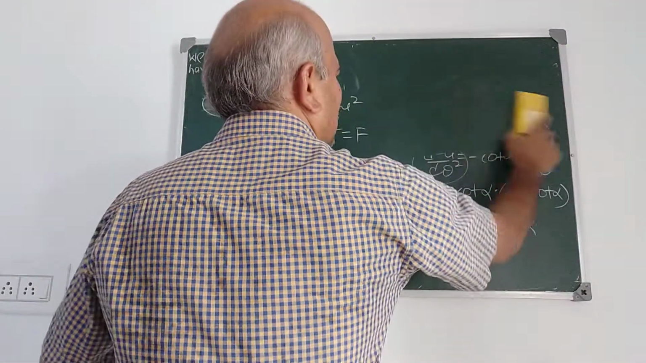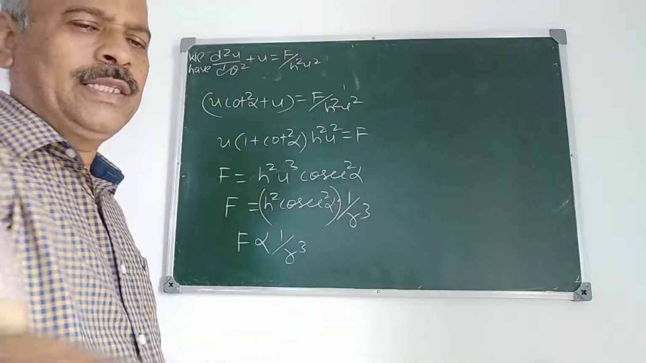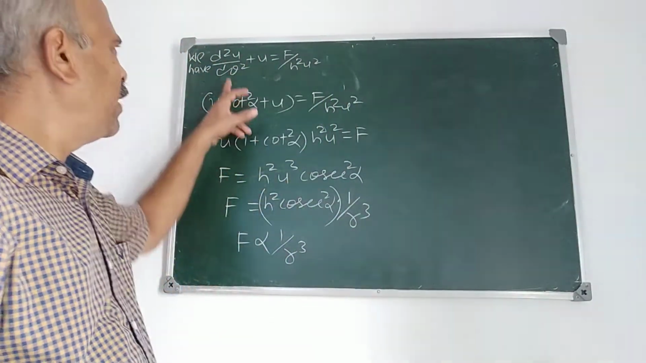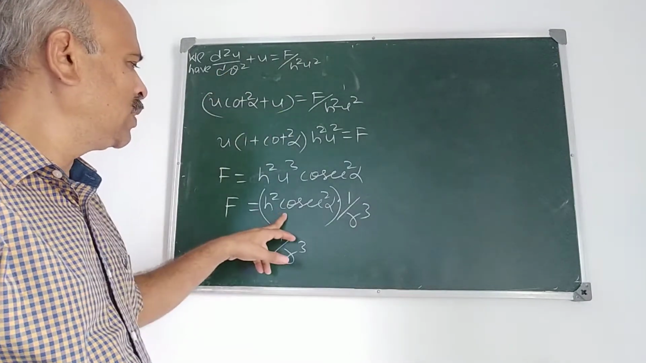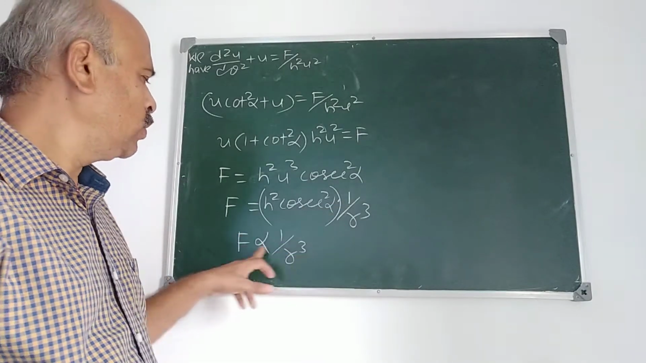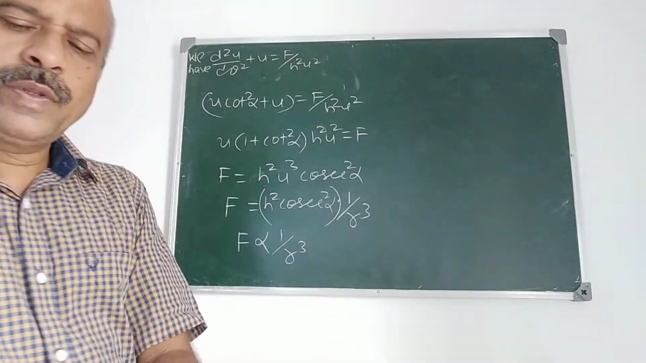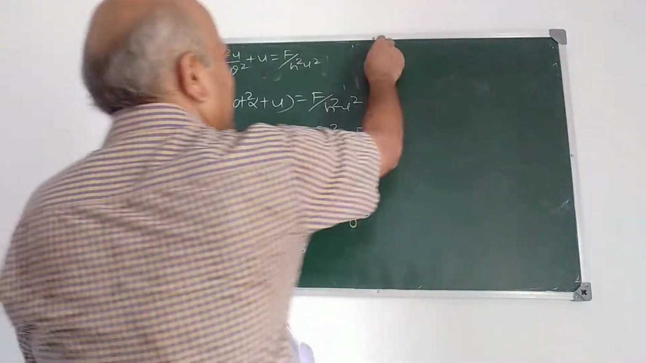I think you followed this example. Solution is like this. Only thing is you have to find out d2u by d theta square and substitute, and f becomes k. This is constant because alpha is constant. K into 1 upon r cube, or f is proportional to 1 upon r cube. Next example.